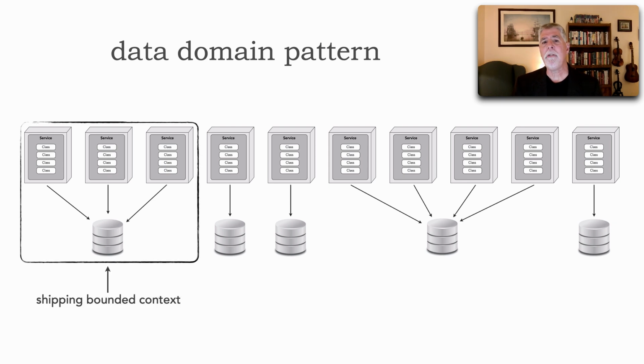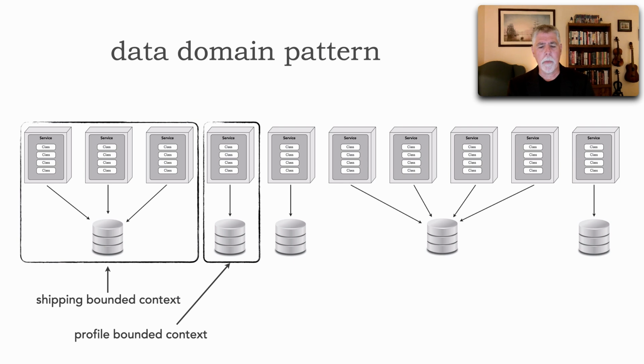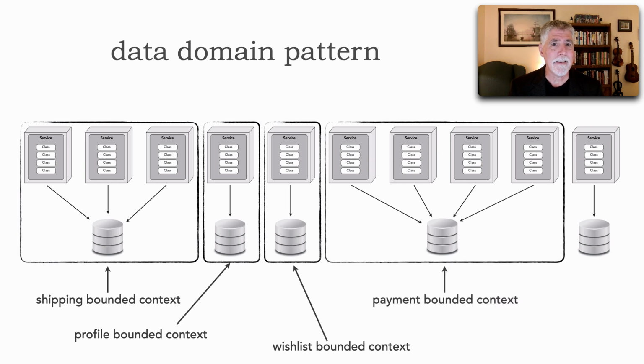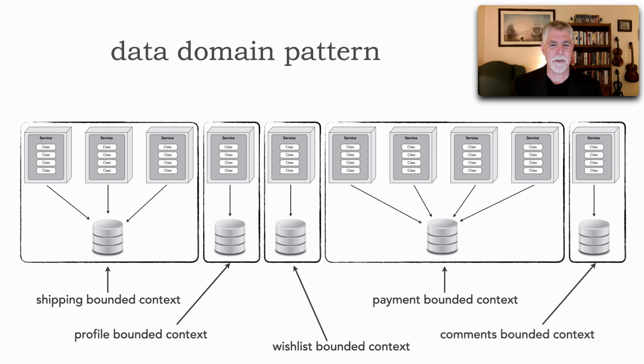For example, here's my shipping bounded context. I happen to have the data, but for various reasons, I have good justification for still having three separate shipping services. Those three services plus the data form a broad bounded context. Notice here the profile as well as wish list are nice, tight, well-formed bounded contexts, but payment is not. Notice we have four different payment services, but we all share the same data. And finally, a comments service.